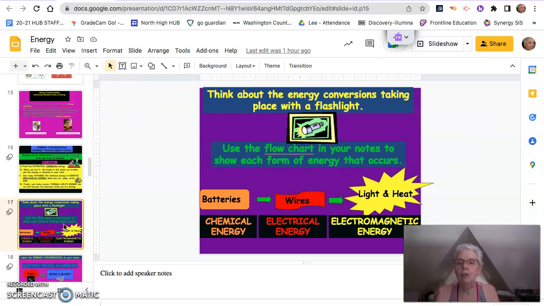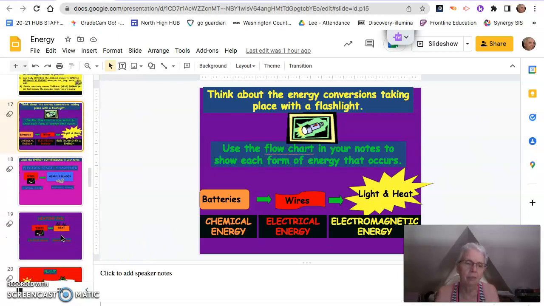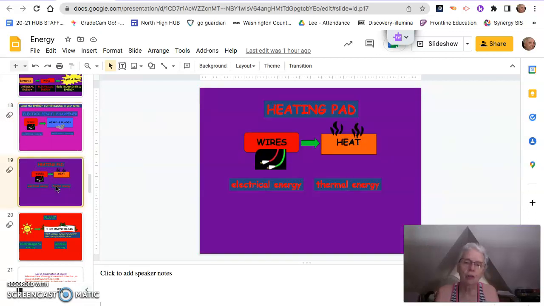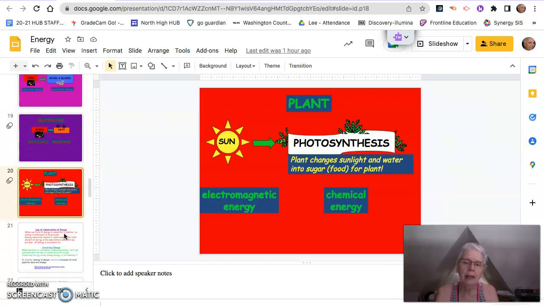Think about energy conversion taking place in a flashlight. So, batteries are chemical energy that go to wires in the flashlight, which make electrical energy, which gives you light and heat, which gives you electromagnetic energy. So you are going to label this energy conversion in your notes. So here's one for an electric pencil sharpener, a heating pad, a plant.